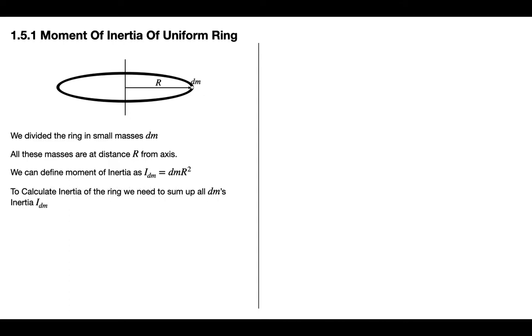To calculate the inertia of the ring, we need to sum up all the dm inertias, which we can write as I equal to the integration from 0 to m of dm r square. So dm varies from 0 to m, which is the entire mass of the ring. Therefore, we get I equal to m r square, because the integration of dm from 0 to m is equal to m, the mass of the ring. So the moment of inertia of a uniform ring is I equal to m r square.